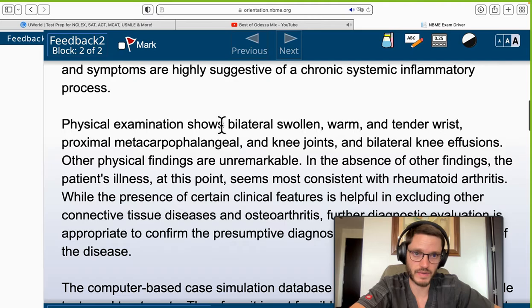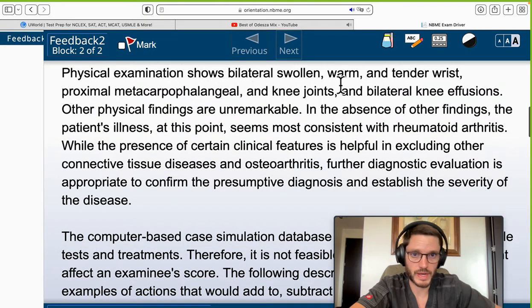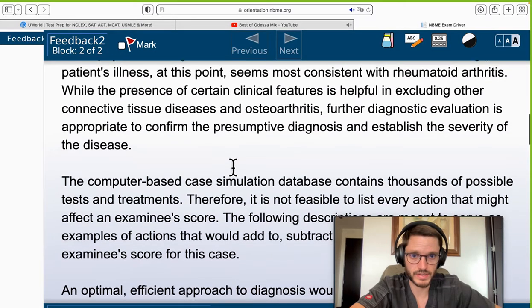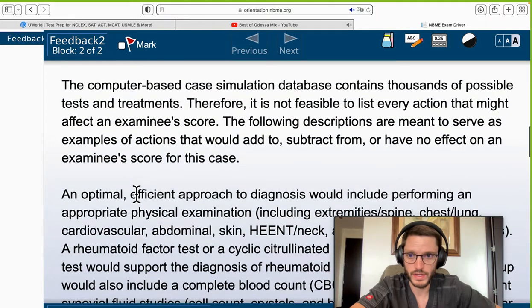Highly suggestive of a chronic systemic inflammatory process. Physical shows bilateral swollen, warm and tender proximal metacarpophalangeal and knee joints. Other physical findings unremarkable, seems consistent with rheumatoid arthritis. Further diagnostic evaluation is appropriate to confirm the diagnosis and establish the severity.